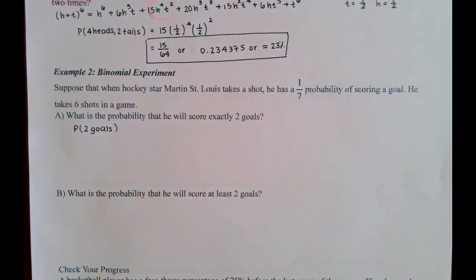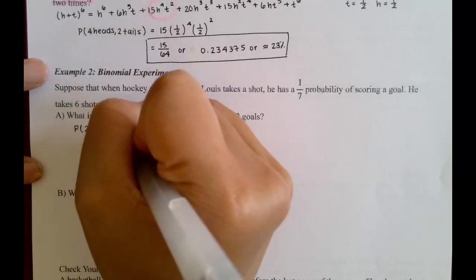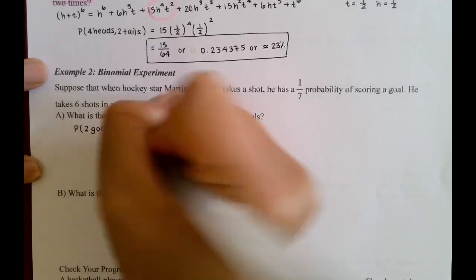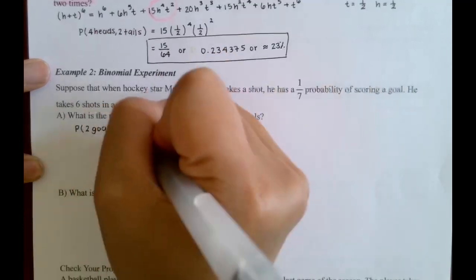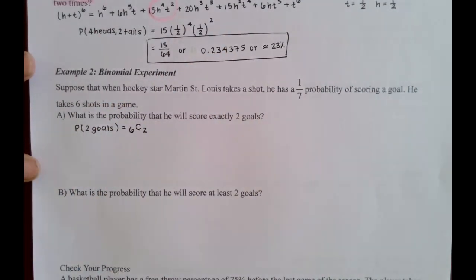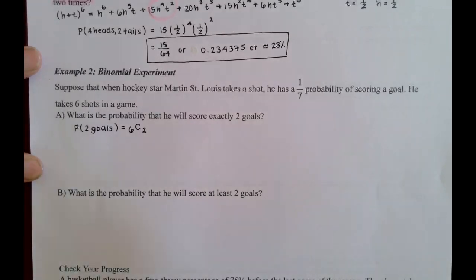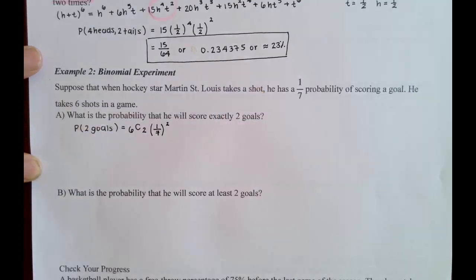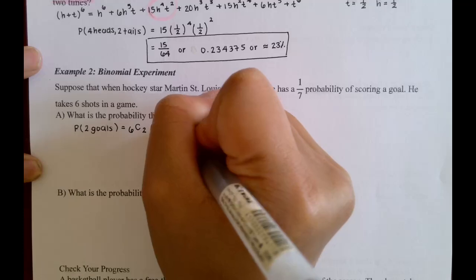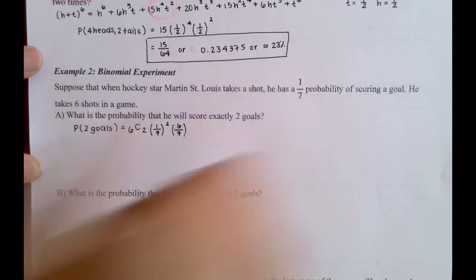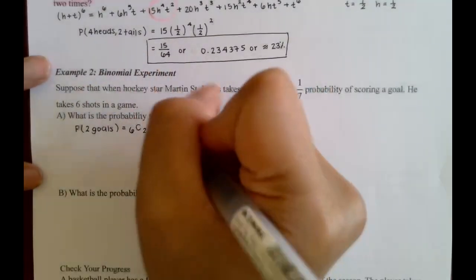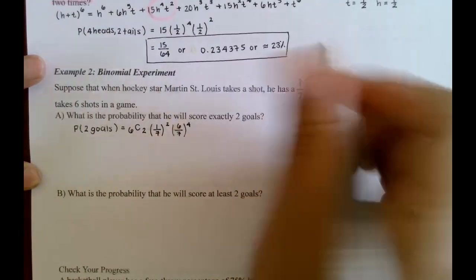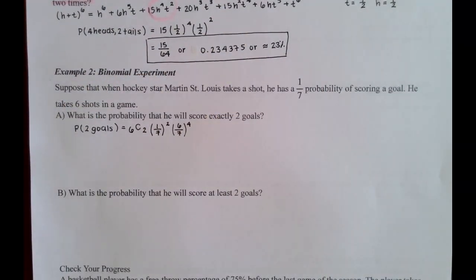It's that 1/7. Okay, so we know he's taking 6 shots, and we want exactly 2 goals. The probability of his success is 1/7, and we're hoping there's 2 of them. So if that's the probability of his success, then his failure is 6/7. And so if 2 of them are successes, that means that 4 of the 6 here would be failures. So then let's figure out what 6C2 is.